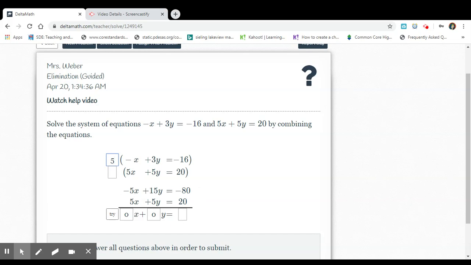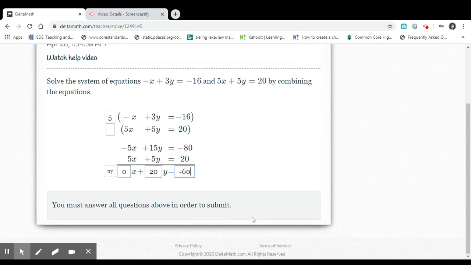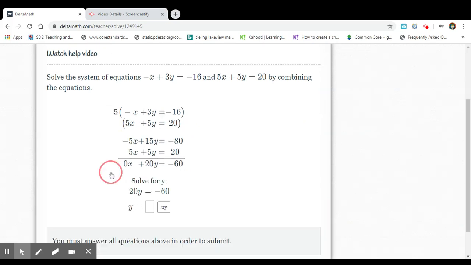Now you're going to add. You should know that the 2x terms canceled out, so I'm going to leave that 0. 15y and 5y will give us 20y, so I'm going to type that into the box. And then over here, negative 80 plus 20 is, of course, negative 60. So I'm going to make sure I use my negative sign. And now it says try. So let's push the button and see what it does.